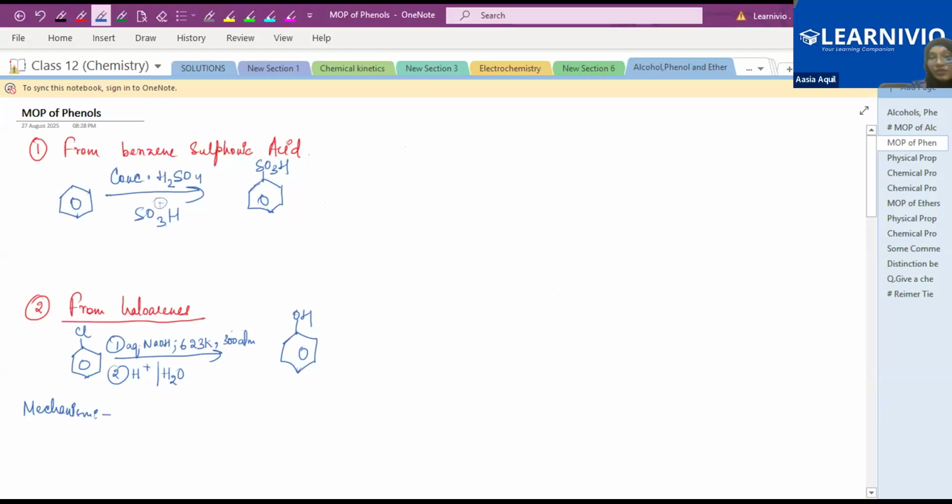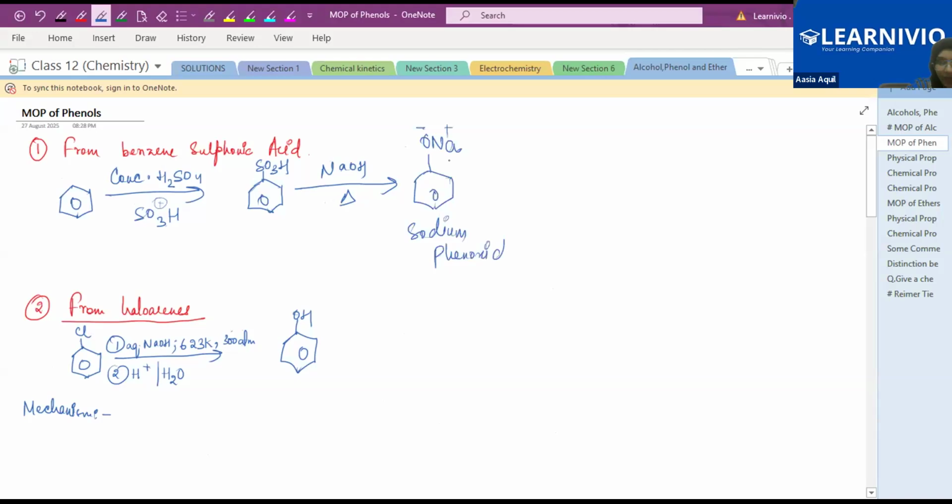Okay. Benzene is an electron-rich species. So this electrophile will come and get attached. So this is the benzene sulfonic acid. Now, how can we prepare phenol from benzene sulfonic acid? So first, when you add sodium hydroxide and when you give some heat, so what happens? It forms a phenoxide ion, sodium phenoxide ion, O minus Na plus. So this is a sodium phenoxide.